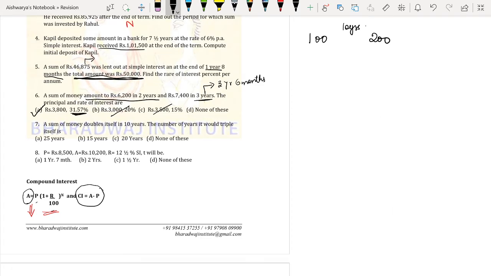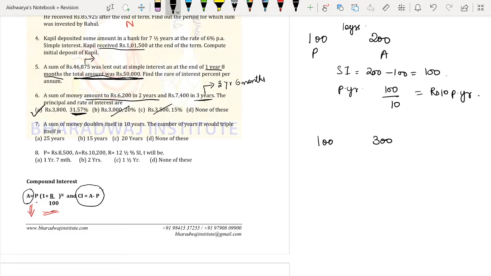So if it is simple interest, this is your principal, this is your amount. So your SI is nothing but 200 minus 100, which is 100. So this is the total interest. Per year you're earning how much? 100 divided by 10 years time. You're earning rupees 10 per year as your interest. So the number of years it would triple itself. Now you want 100 to become 300.